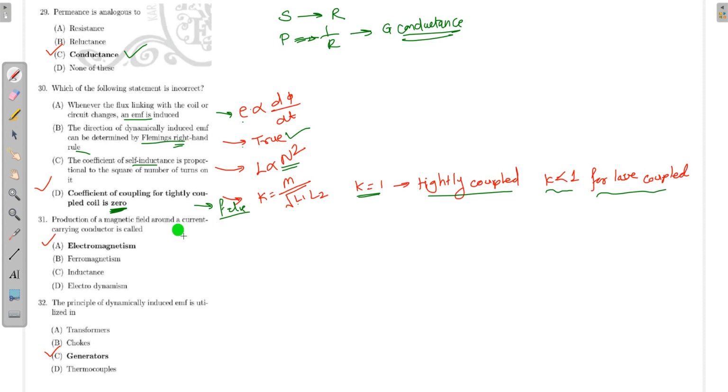The production of a magnetic field around a current carrying conductor is called electromagnetism. So this is very simple. You know it. You might have studied it in the previous classes also.